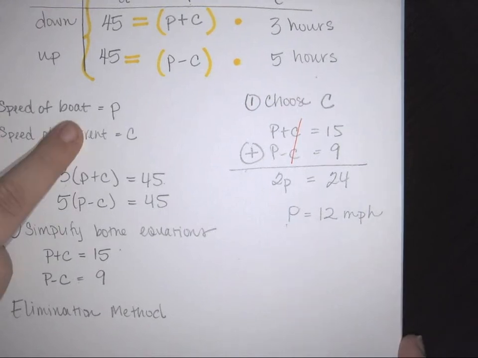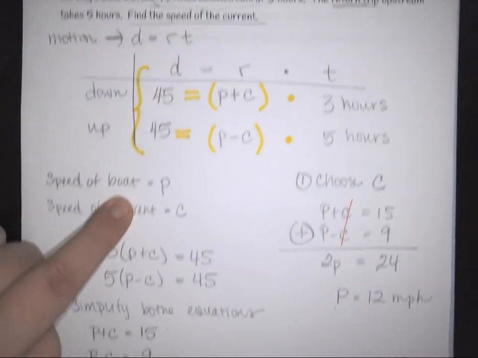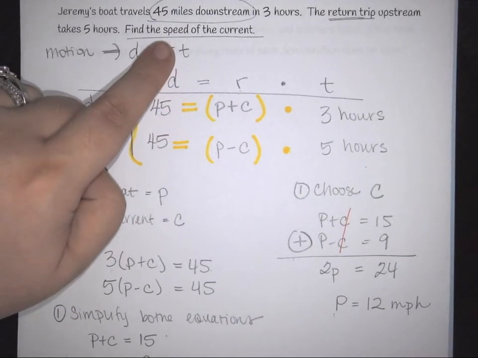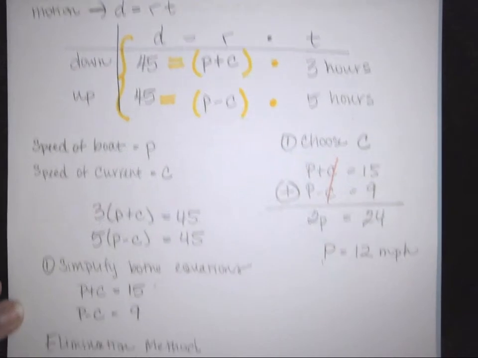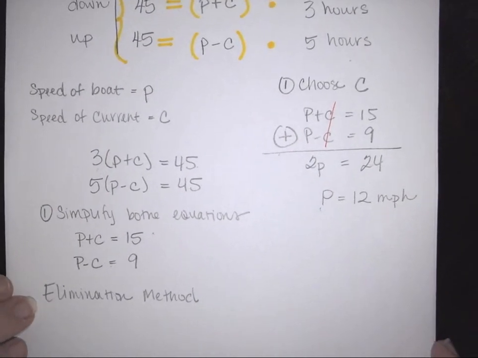Now, P, if you remember, was the speed of the boat. And what we actually wanted is the speed of the current. So we're not done yet. We need to come back into your system.